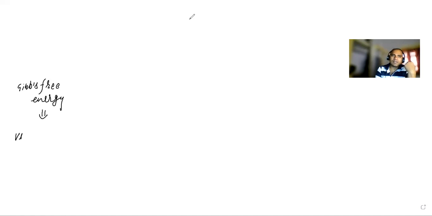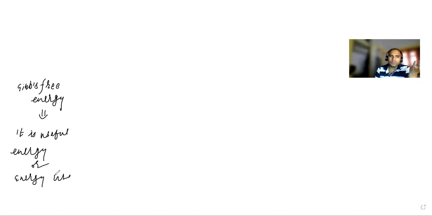How do we define the Gibbs free energy? It is useful energy, or you can say the energy used to do useful work. That is also the definition: energy used to do useful work. This is the definition.